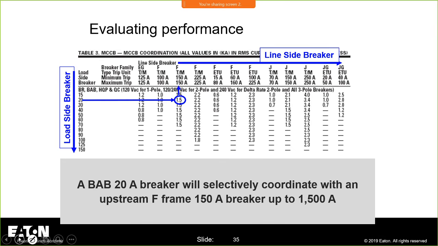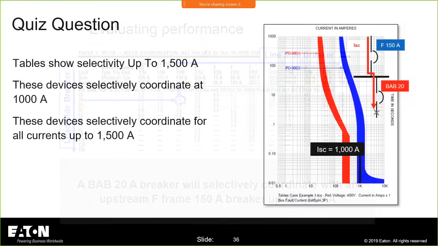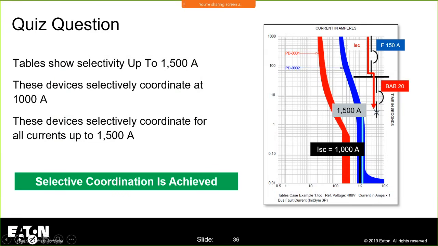So for the sake of this example, I know that my BAB will selectively coordinate with an F-150 upstream up to 1500 amps. So I can plot that value on this trip curve, and I can show that since my fault current is 1000 amps, it's less than the 1500 amps. I selectively coordinate at 1000 amps. So I can effectively say now that I do selectively coordinate when the fault current is 1000 amps.